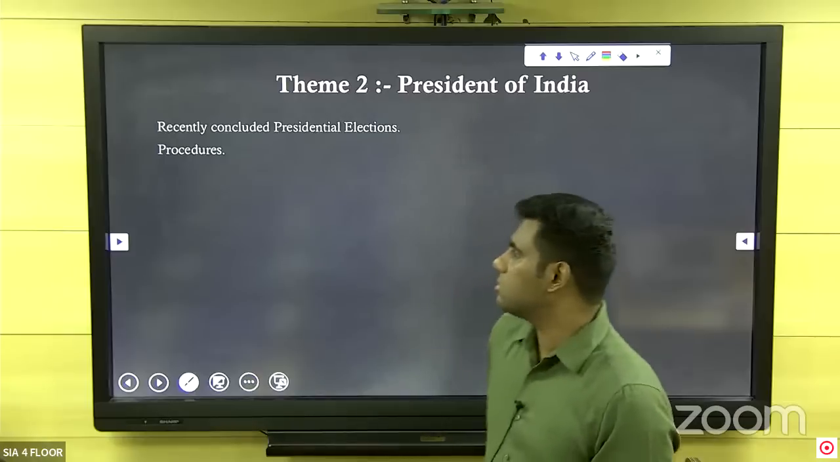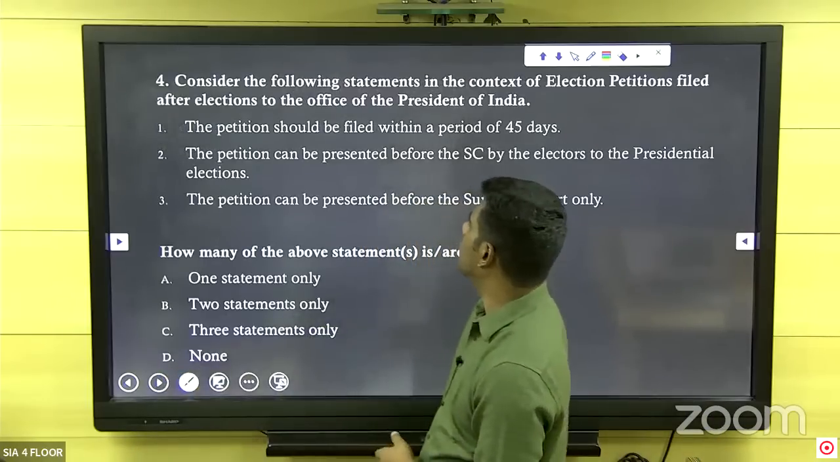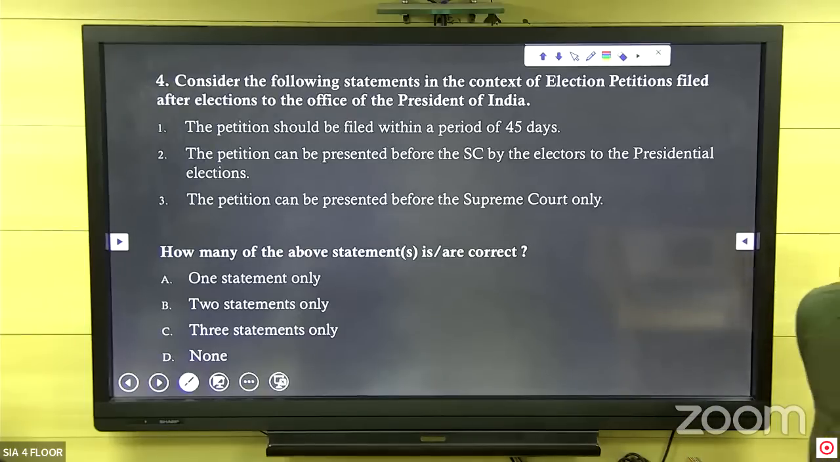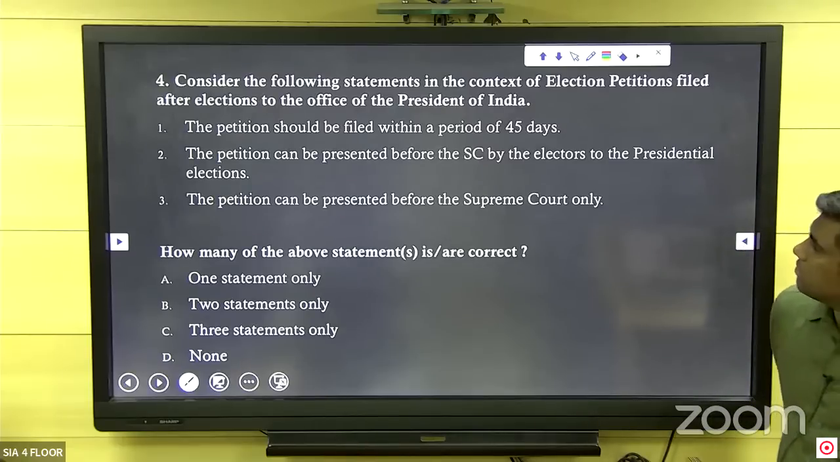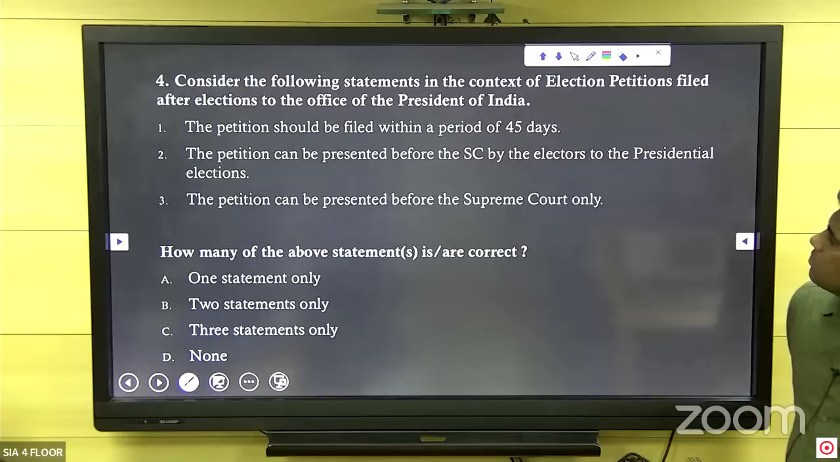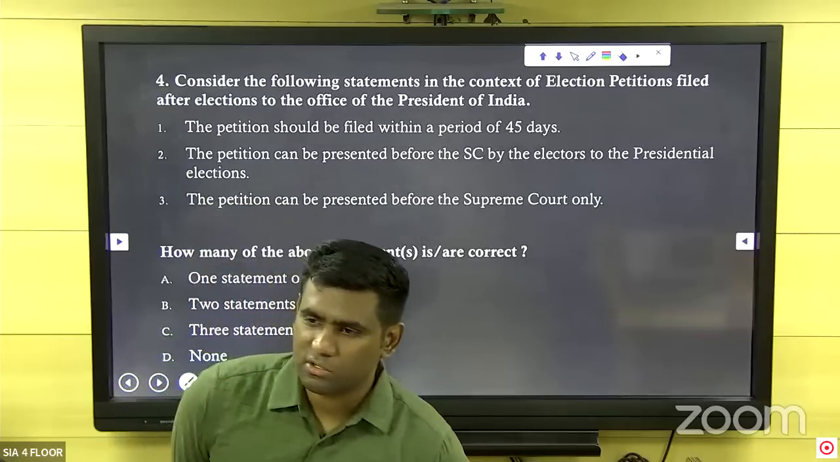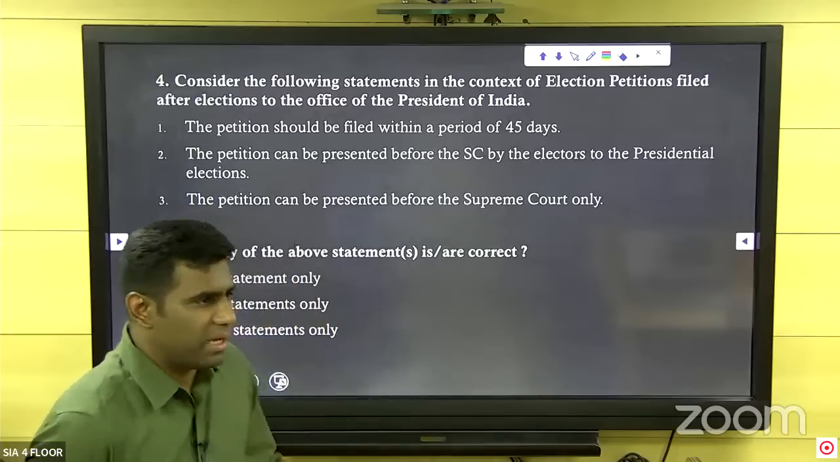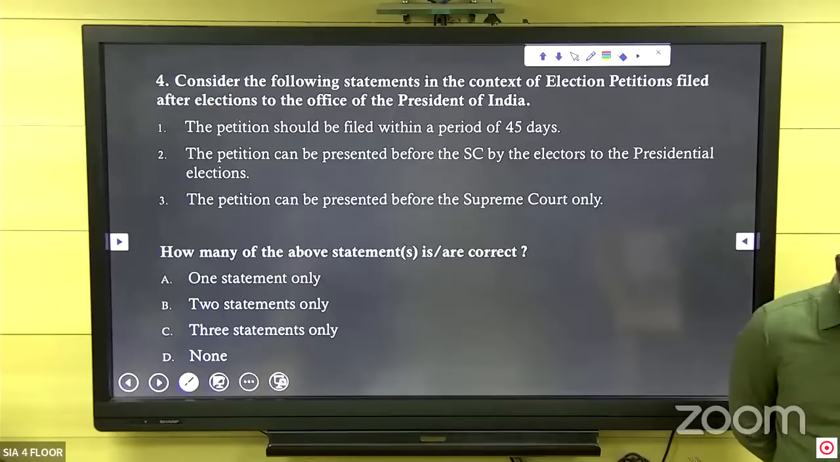So regarding presidential elections, I have taken two questions. One which tests the procedures that are involved in presidential elections. Okay, so this is the question. Consider the following statements in the context of election petitions filed after elections to the office of the President of India. So basically, election petitions are filed to challenge the correctness of the outcome of presidential elections. Based on that, this is the question that has been framed. Let me see how many can get this answer right.